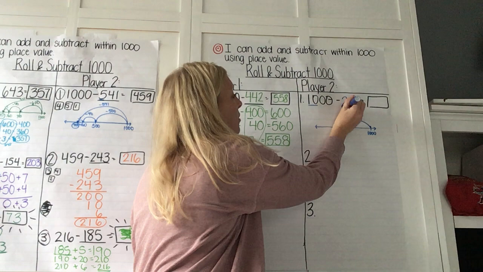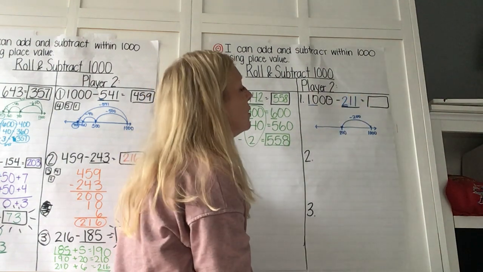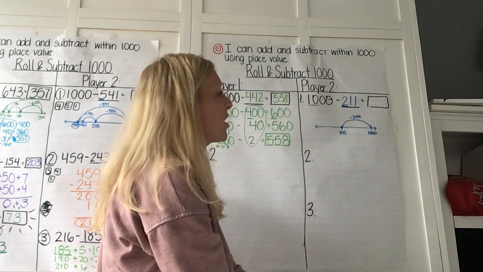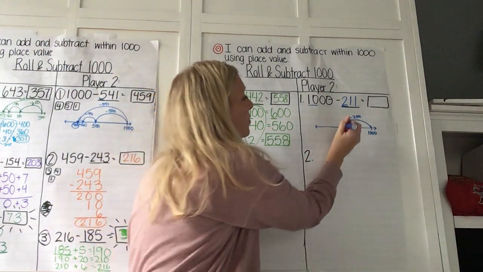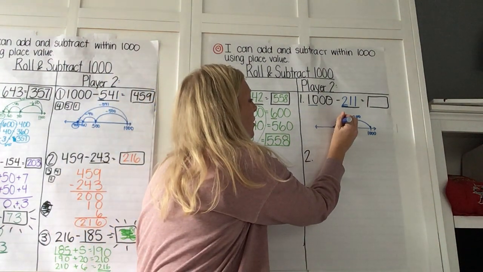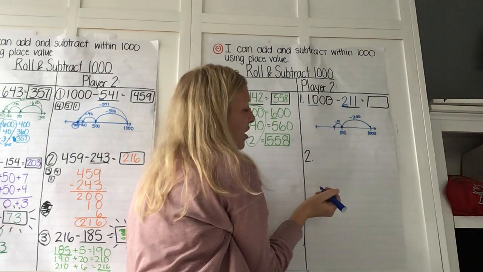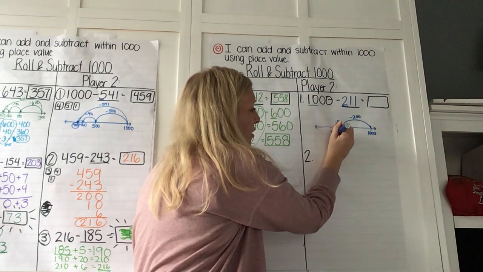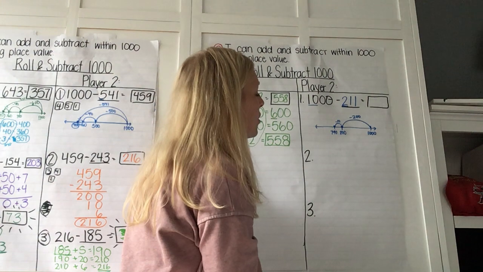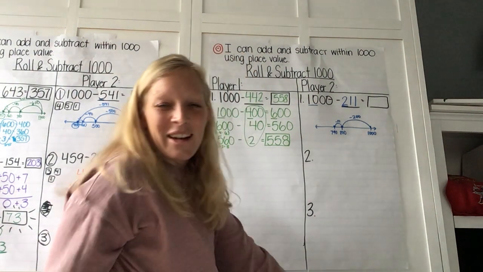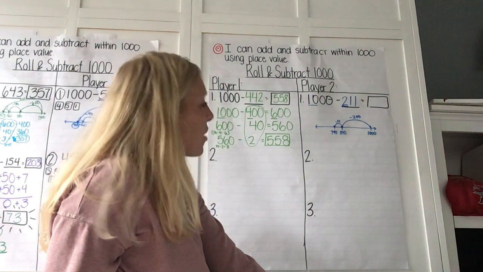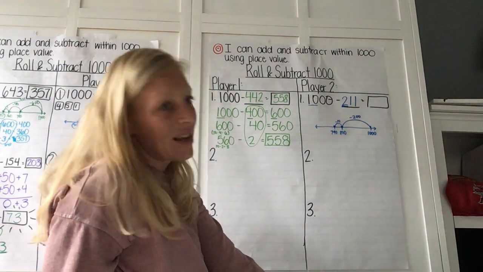Okay, and how do you know 800? 10 take away 2 equals 8. So 10 hundreds take away 2 hundreds equals 8 hundreds. Then what? Take away 10. And what do you land on when you take away 10? 790. What were you thinking when you did that one? 10 less than 100 is 90. So 800 minus 10 is 790.